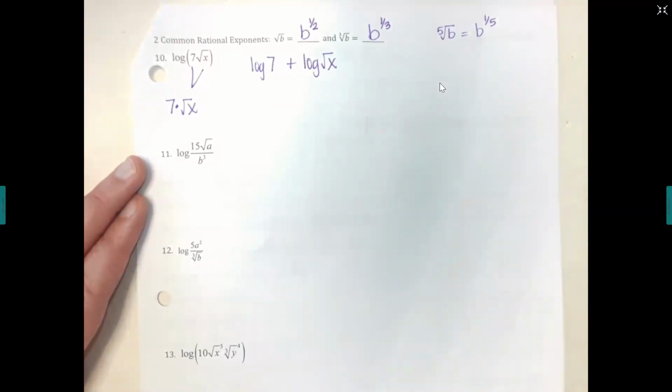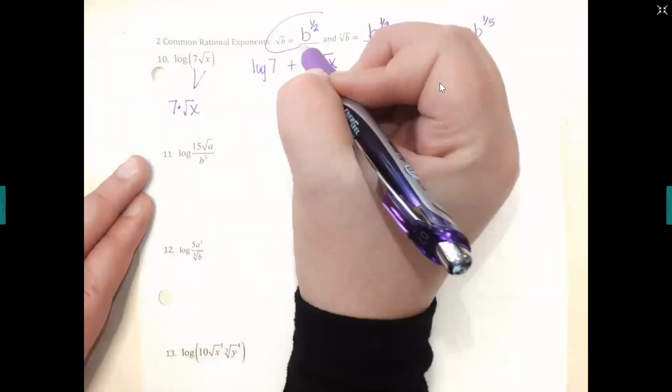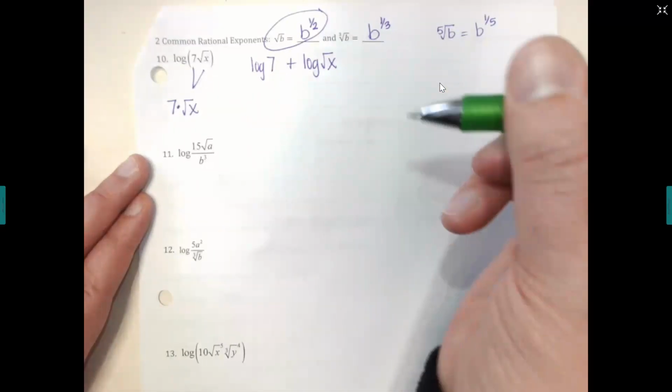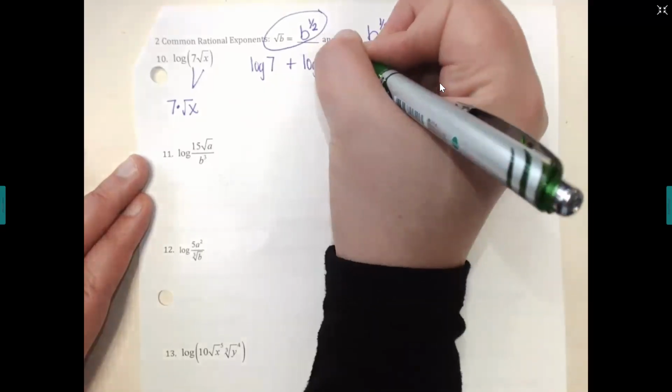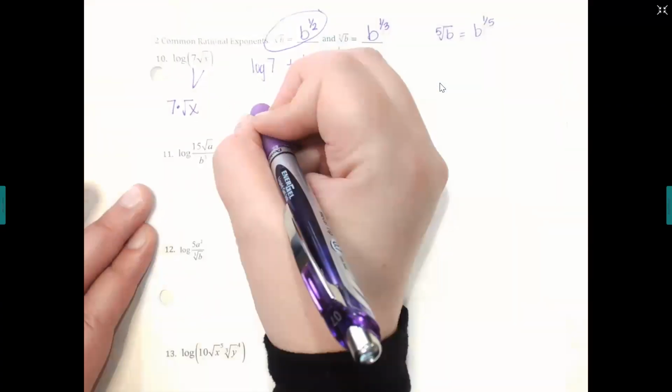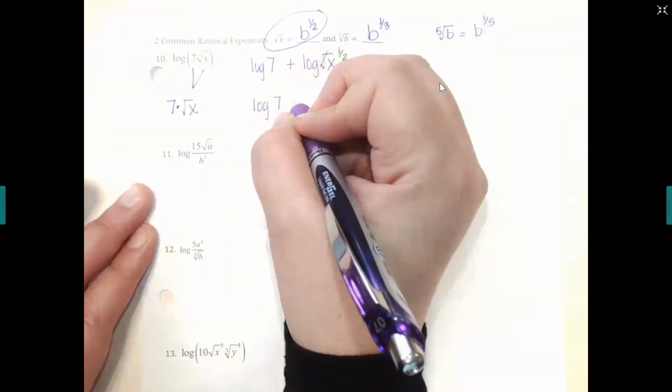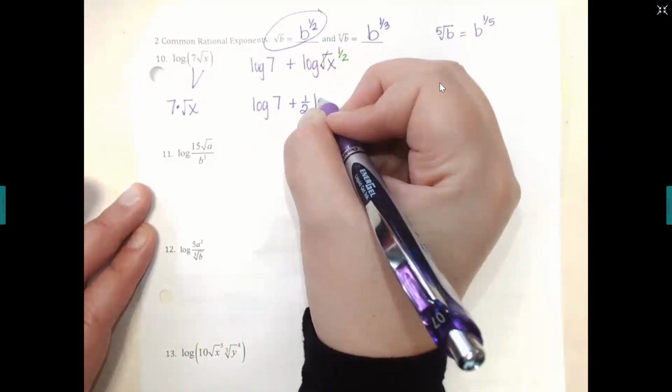Then from there, I'm going to say, wait, a square root is really what power? We just wrote it down here. A 1/2 power. So I'm going to cross out the root and change it to a 1/2. So that then, based on your exponent property, that 1/2 can drop down to the front. So now your final answer is going to be log 7 plus 1/2 log x.